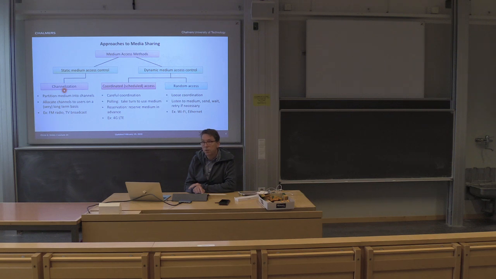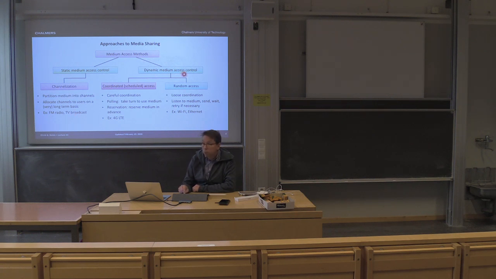So if we look at the static ones, which we will talk more about later, the main method for this is something called channelization. So basically that means that we partition the medium into channels, and then we allocate channels to users on a very long time basis. So think of FM radio, for instance, or TV broadcast. You know that P1, the program P1, is at a certain frequency here in Gothenburg, and it's been like that for a very, very long time, and will continue to be that for a very long time. So then P1 has an exclusive use of that channel for a long time. TV broadcast is also a common example of this.